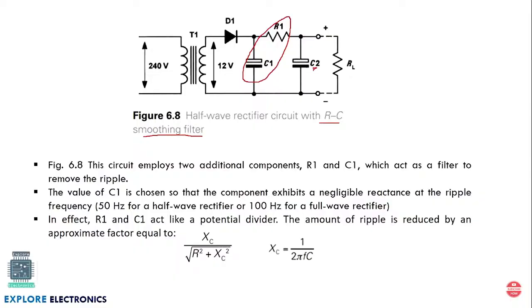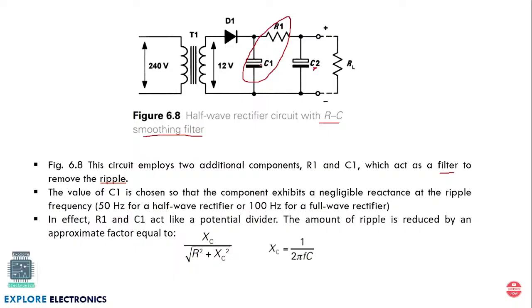Here R1 and C1 act as a filter which will remove the ripples, and we need to choose the value of C1 carefully so that the component exhibits a negligible reactance at the ripple frequency, 50 Hz for a half-wave rectifier and 100 Hz for a full-wave rectifier, which we are going to discuss later. The effect of this R1 and C1, this filter arrangement, is that it acts as a voltage divider.